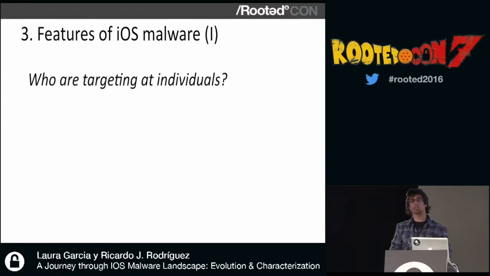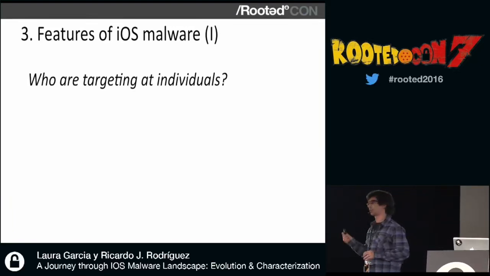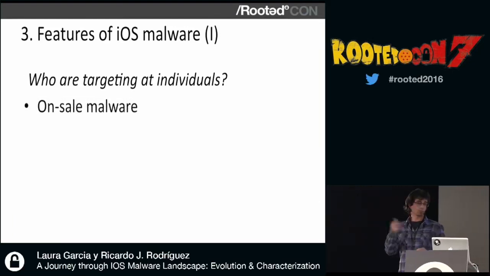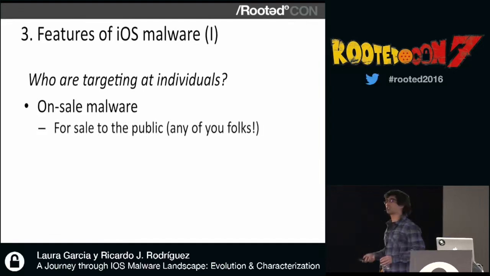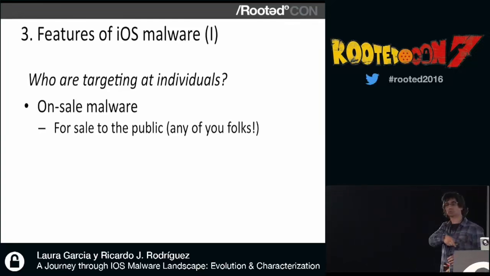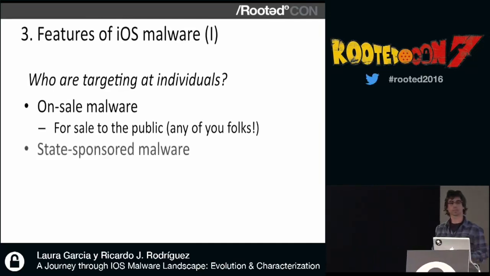Now, my friends, features of iOS malware. We posed these questions. Among these 35 families, we tried to sort them out by who is targeting individuals, who is using this malware. We can distinguish public or on-sale malware you can buy anywhere. You download it, you pay for that, and you can spy on your children, on your employees, on your wife if you don't trust them.